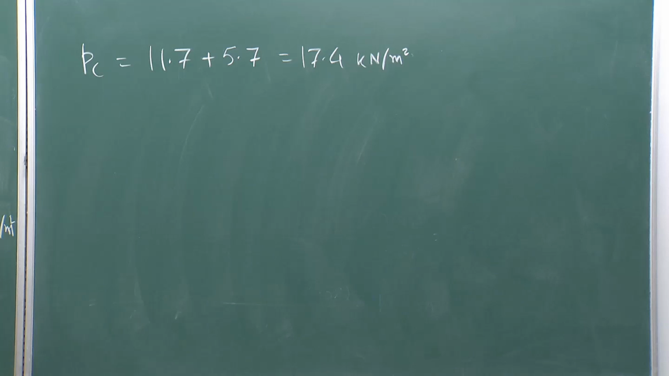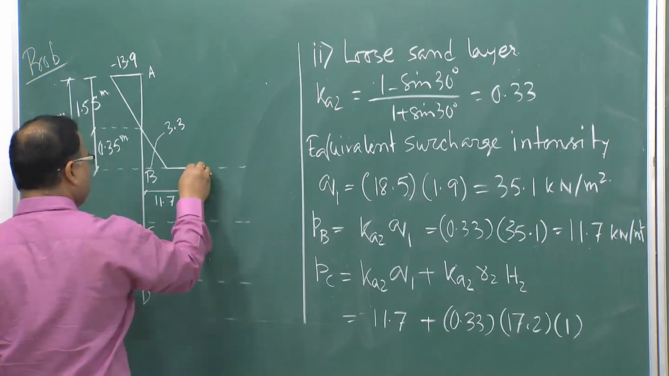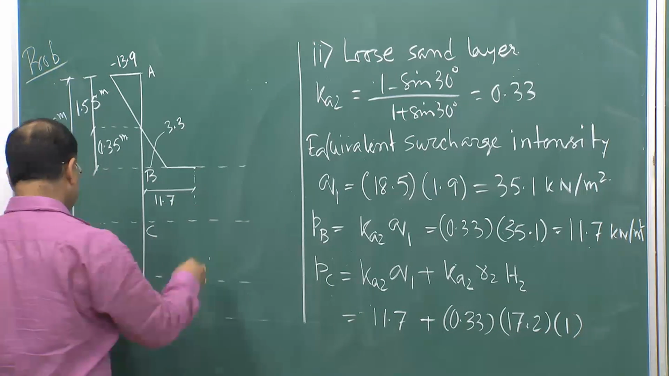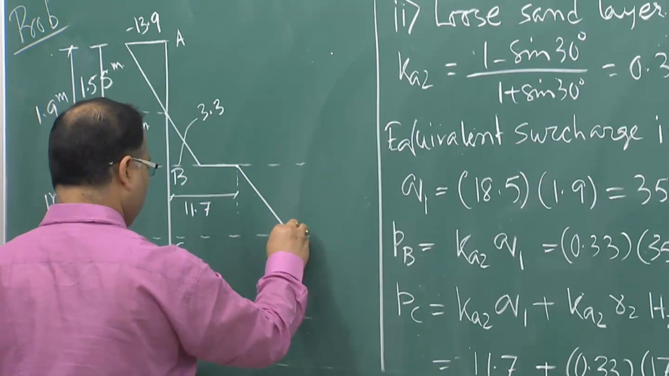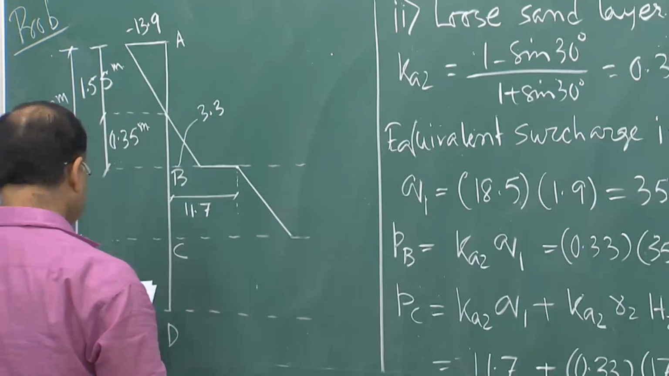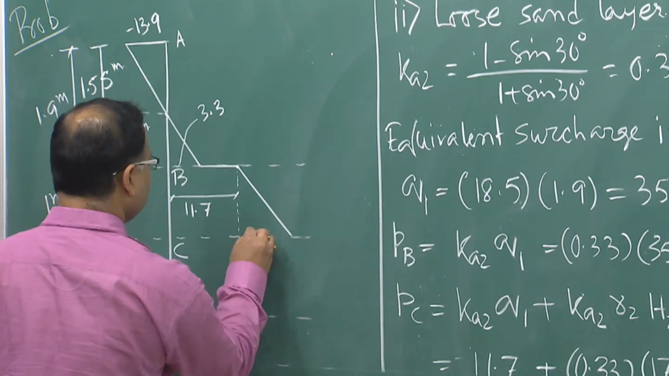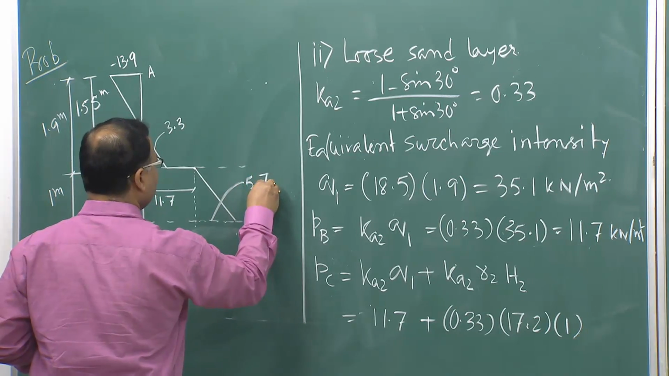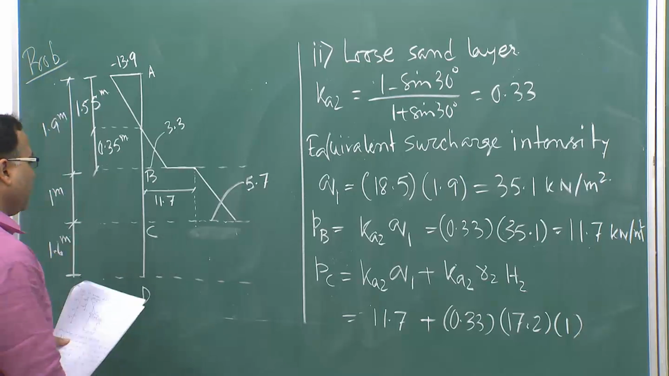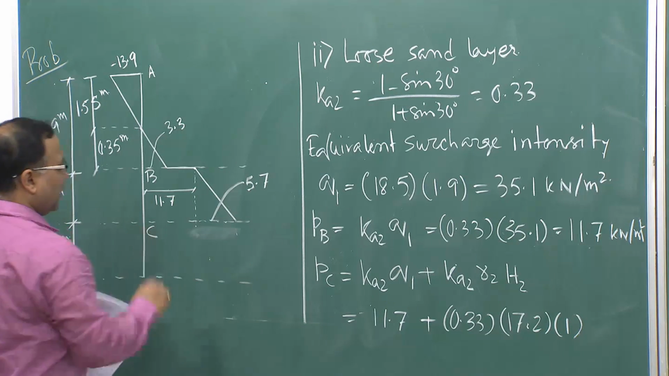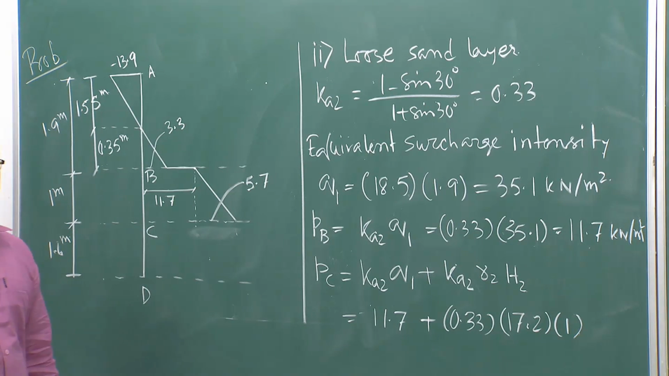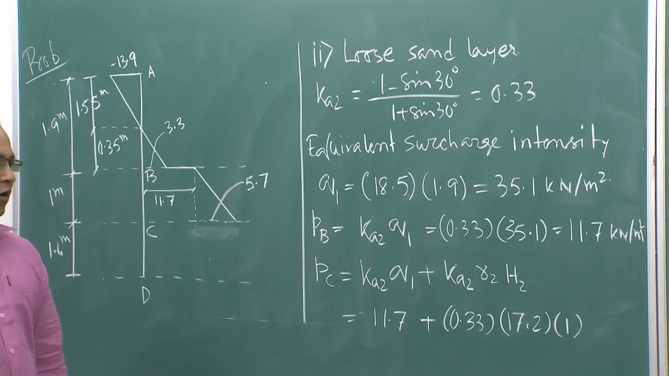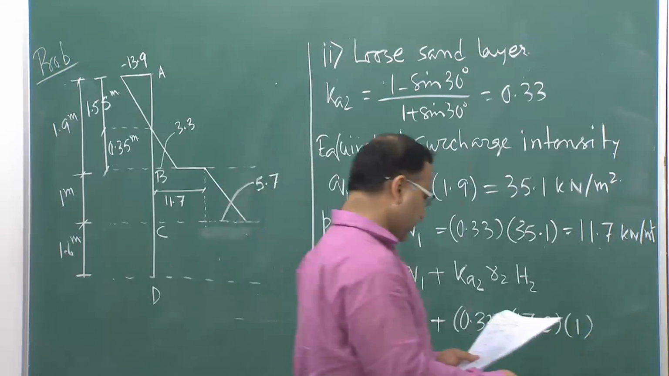Okay. So, therefore, we can complete here. Now, this point we know. So, from there, so this is your 5.7, this is your 5.7. Okay. So, I have got the pressure up to point C, that means we have covered stratum 1 and stratum 2. Now, we are going to stratum 3.